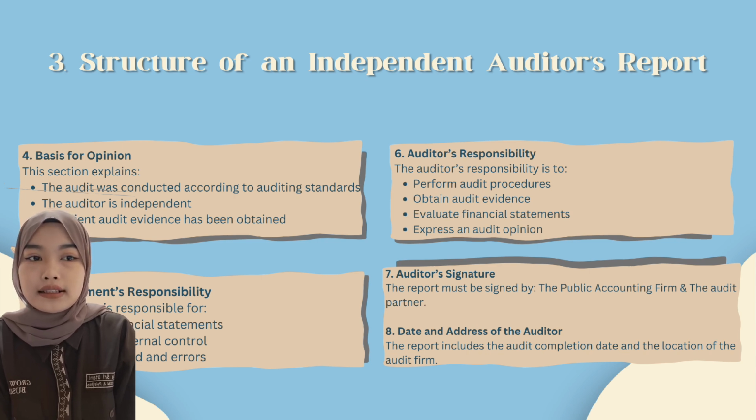Auditor signature. The report must be signed by the public accounting firm and the audit partner. And last, date and address of the auditor. The report includes the audit completion date and the location of the audit firm.